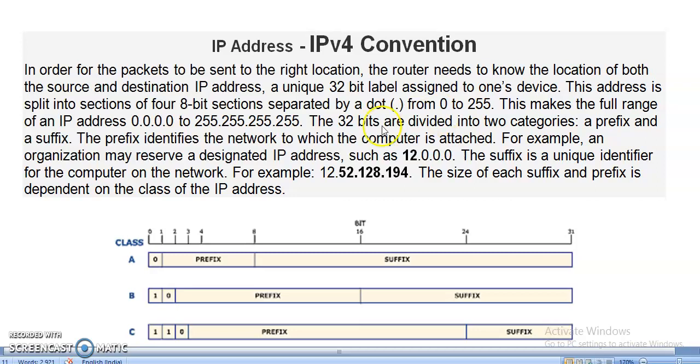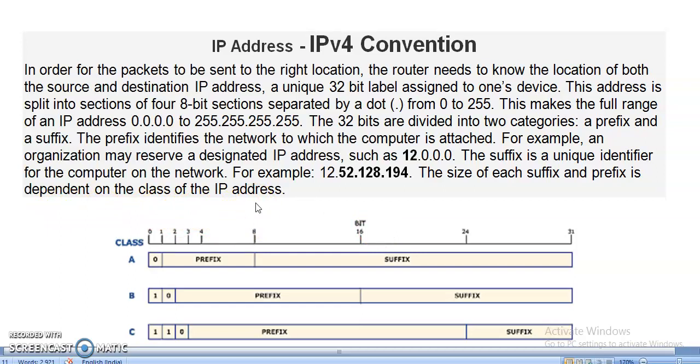The 32 bits are divided into two categories, a prefix and a suffix, where the prefix is the network ID and the suffix is the host ID. The prefix identifies the network to which the computer is attached. For example, an organization may reserve a designated IP address such as 12.0.0.0. The suffix is a unique identifier for a computer on the network, for example, 12.52.128.194. The size of each suffix and prefix depends on the class of the IP address.